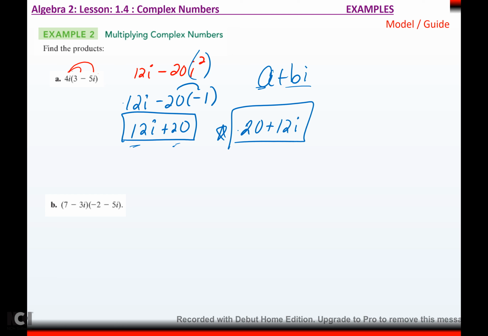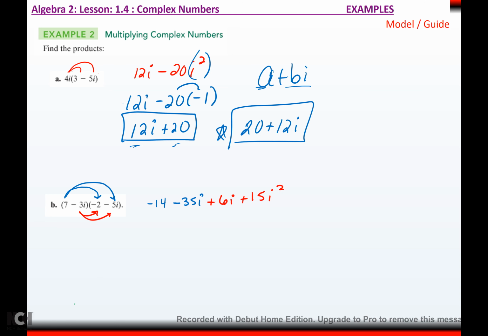Okay? All right, for B, we've got two binomials, so both of them have to multiply. So 7 is going to go first. 7 times -2 is -14. 7 times -5i is -35i. And then -3i goes, times -2 is +6i, and -3i times -5i is +15i squared.